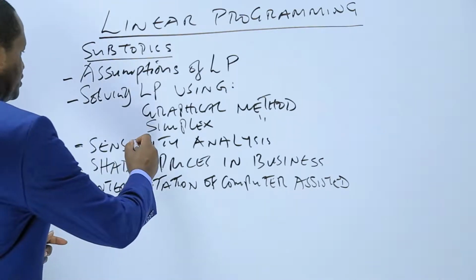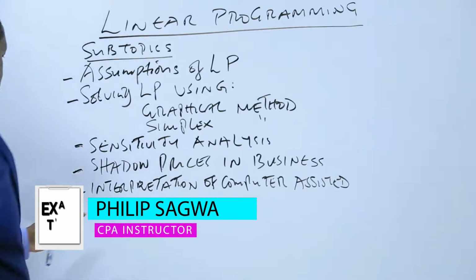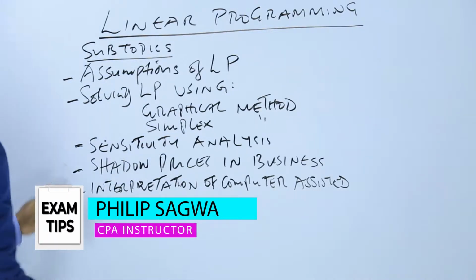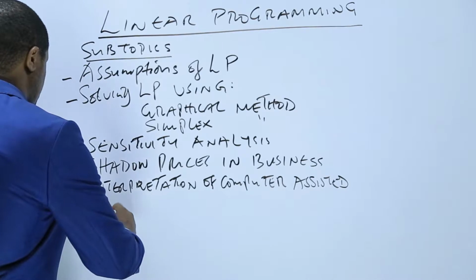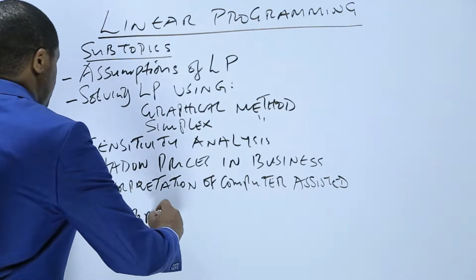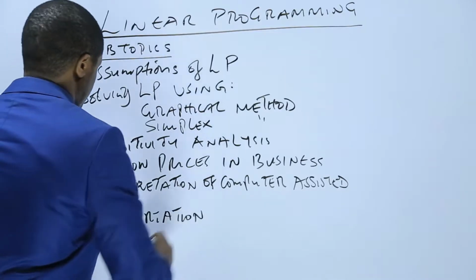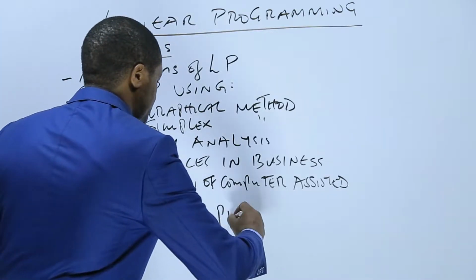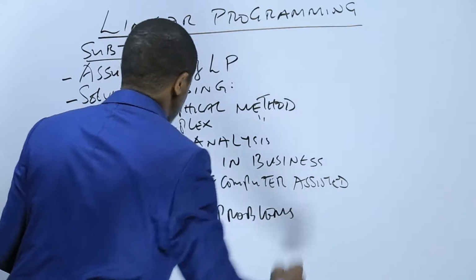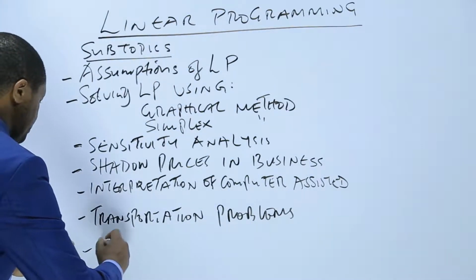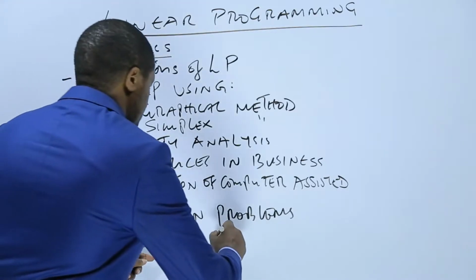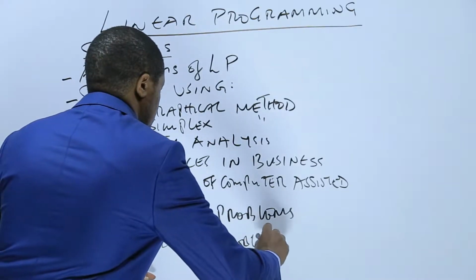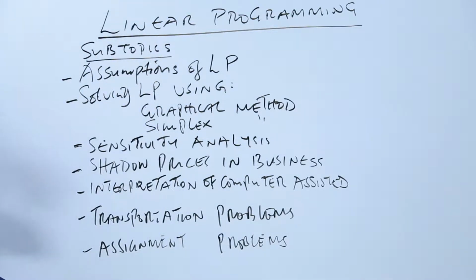Then this is sensitivity analysis, 1, 2, 3, 4. After interpretation of computer assisted solutions, we have what we call transportation problems. Then there is the assignment problems. So I have done scoping. Right.